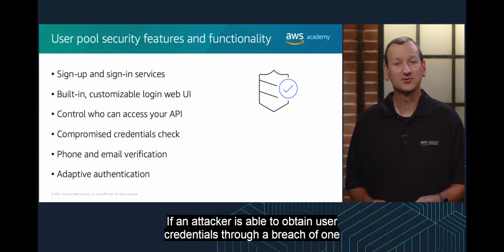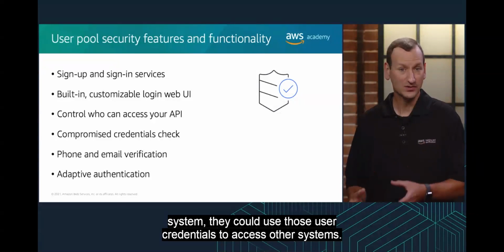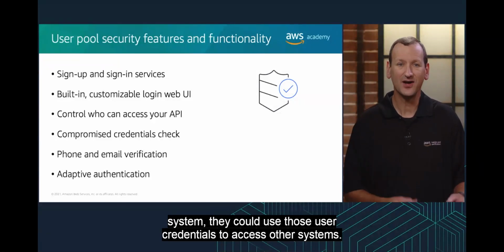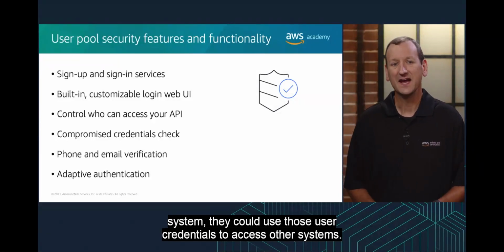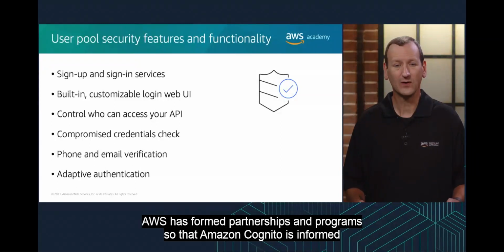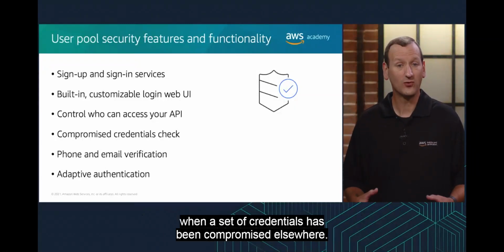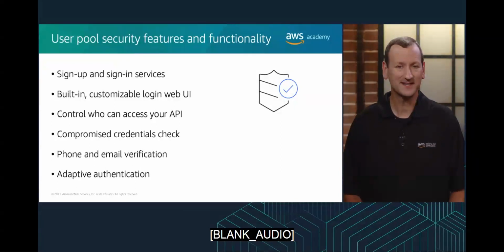A security best practice is to never use the same username and password in different systems. If an attacker is able to obtain user credentials through a breach of one system, they could use those user credentials to access other systems. AWS has formed partnerships and programs so that Amazon Cognito is informed when a set of credentials has been compromised elsewhere.